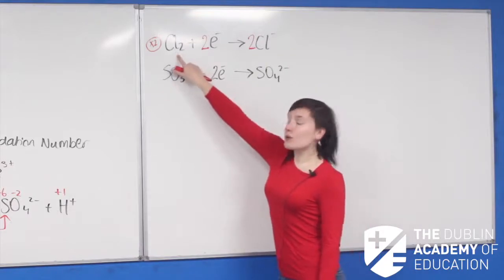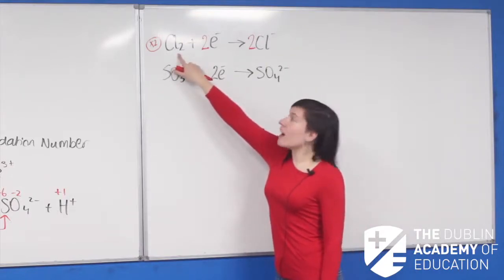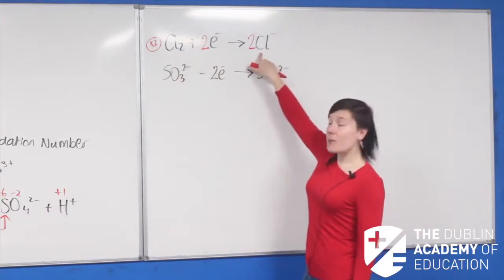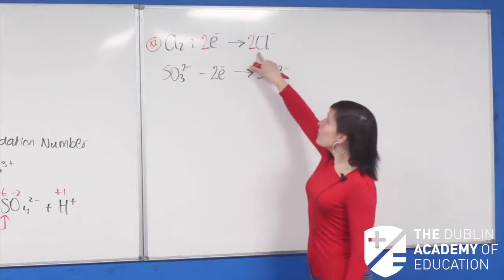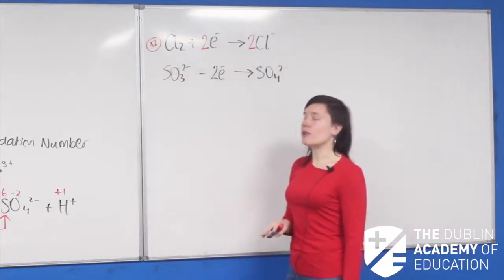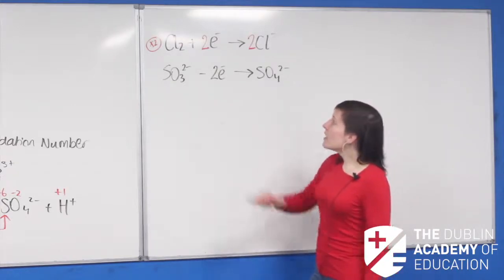If I put a 2 in front of this, that would mean I had 4 chlorine atoms here, whereas we only have 2 chloride ions here. So they would not balance. So because we have 2 chlorides here, I just leave that as Cl2. I do not put a 2 in front of that. And again, that's an important thing to make sure you've noted down correctly.